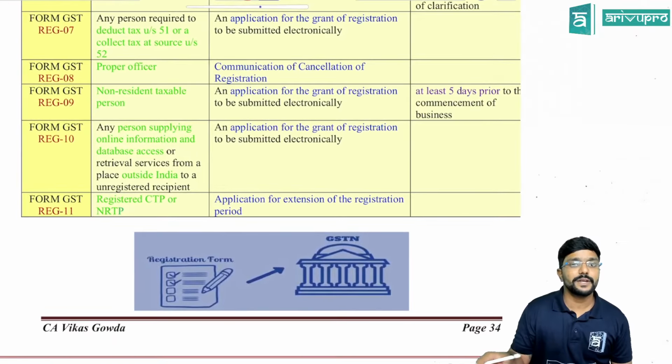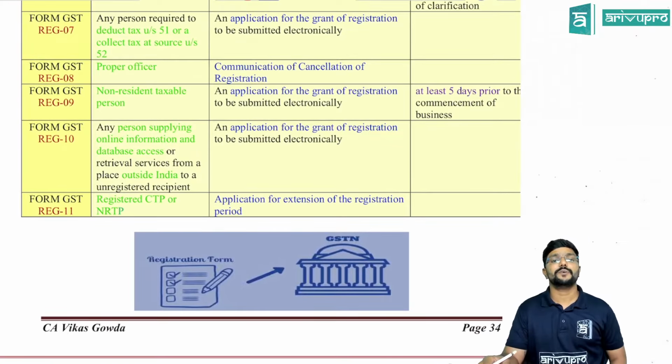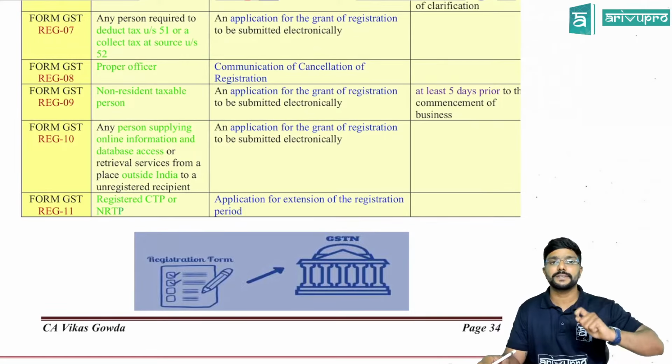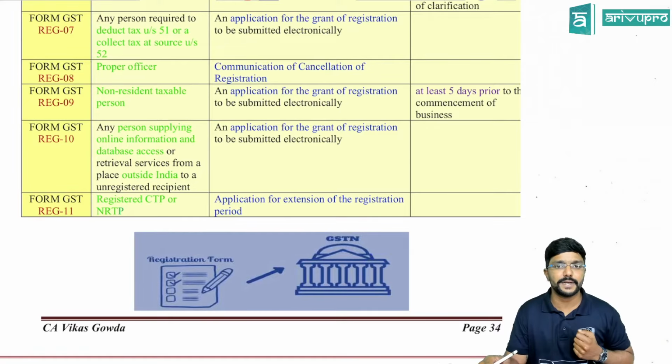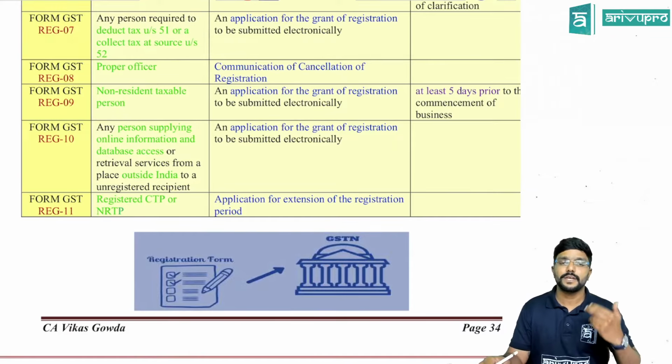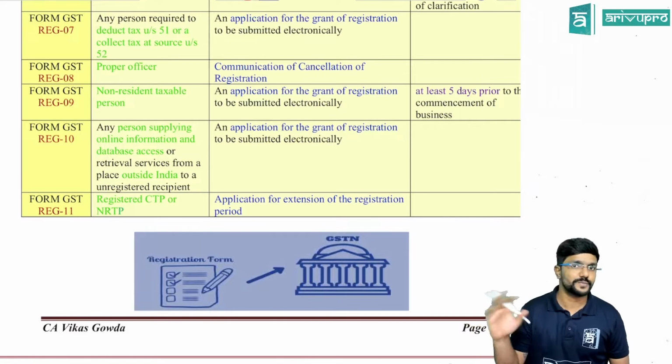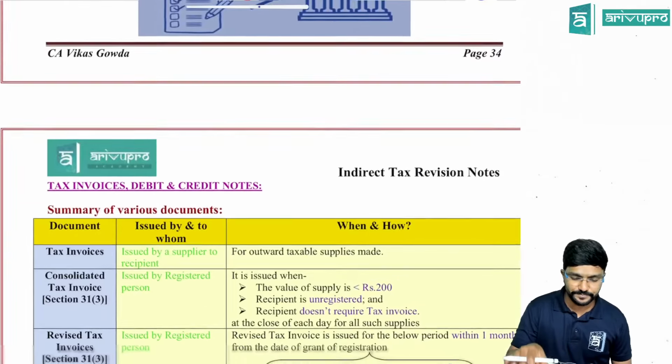Then coming to REG 10, a person supplying online information and database access or retrieval services from outside India to an unregistered recipient. For them also registration is mandatory. They have to make an application in REG 10. And CTP and NRTP, once registration is granted for them, if they are asking for extension, they have to make an application in REG 11, both CTP as well as NRTP.